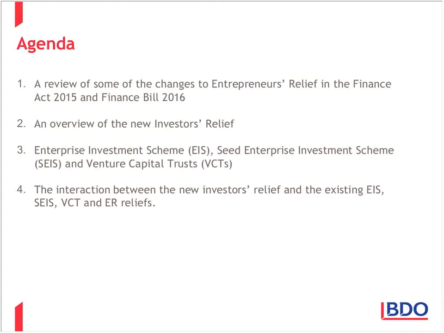By way of background, ER is available to employees and office holders who realise qualifying gains. It operates so as to apply a 10% rate of CGT to qualifying gains up to a lifetime limit, which is currently £10 million. In the absence of ER, gains are currently taxed at 10 or 20%, unless the gain relates to the sale of residential property or carried interest, where it's taxed at the old 18 or 28% rates.